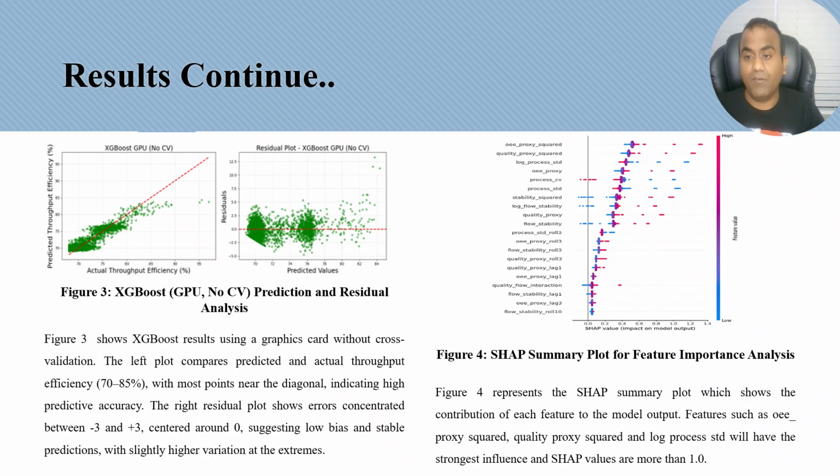And the SHAP summary, if you see on the right, shows the feature importance analysis. It represents SHAP summary plots which show the contribution of each feature to the model output. Features such as OEE proxy squared, quality proxy squared, and log process have the strongest influence, with SHAP values of more than 1.0. So these are the fluctuations that impact the model output.